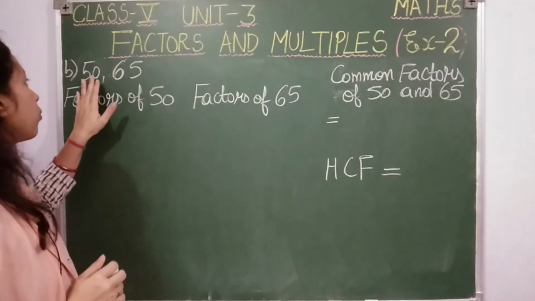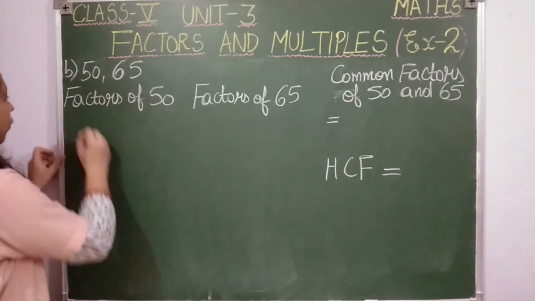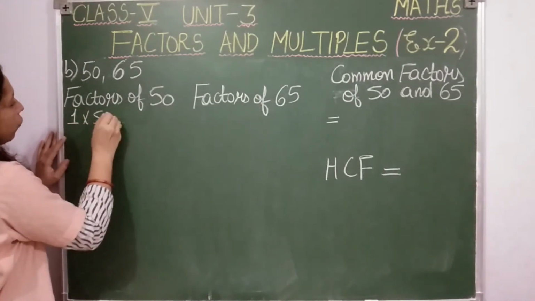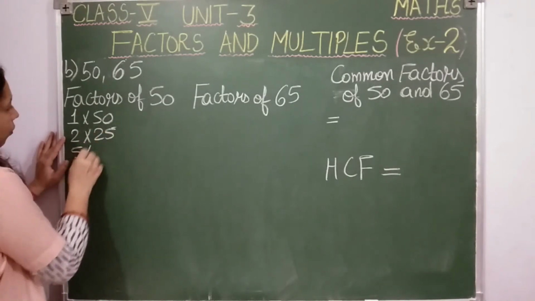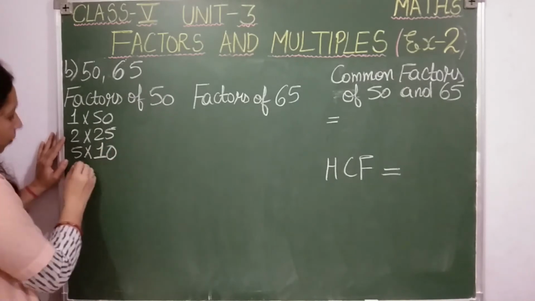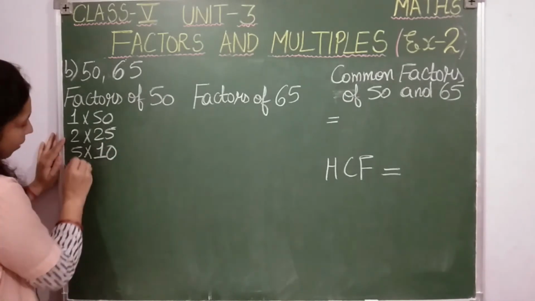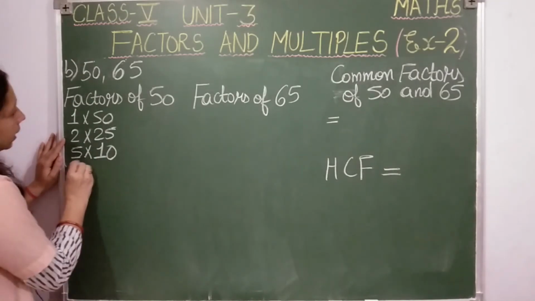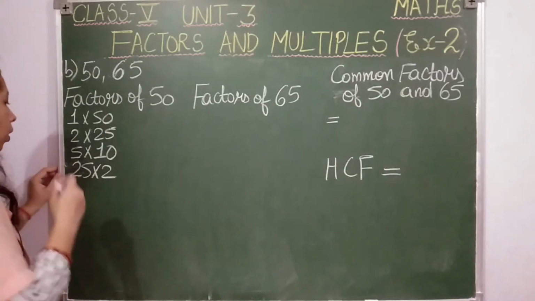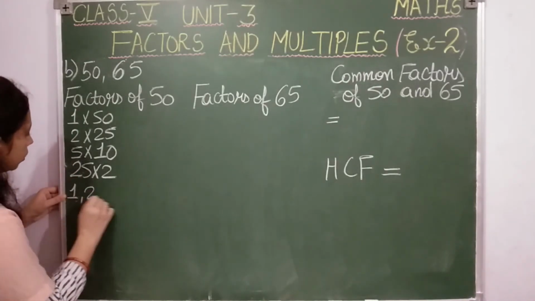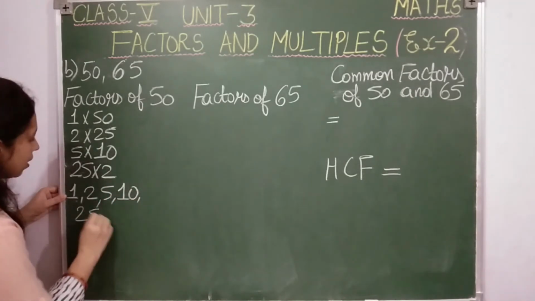So students, now we have to find the HCF for 50 and 65. Again repeat the same steps. Factors of 50. 1 50s are 50, then 2 25s are 50, then 5 10s are 50, then 10 5s are 50, same thing only, then 25 2s are 50, then 50 1s are 50. Okay, so finally the factors are 1, 2, 5, 10, 25 and 50.